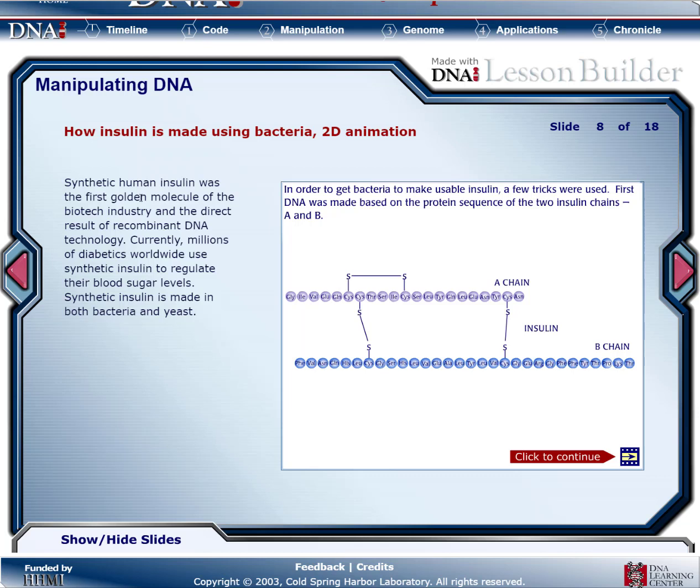Synthetic human insulin was the first golden molecule of the biotech industry and the direct result of recombinant DNA technology. Currently millions of diabetics worldwide use synthetic insulin to regulate their blood sugar levels. Synthetic insulin is made in both bacteria and yeast.